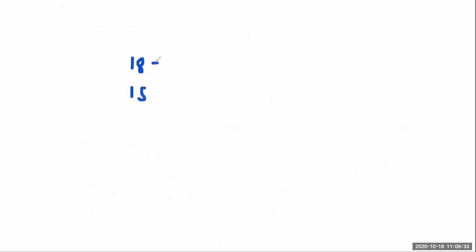Now the very first factor of 18 is 1. Is 18 in the table of 2? Yes, 2 9s are 18. Now in the table of 3? Yes, 3 6s are 18. In the table of 4? No. In the table of 5? No. 6? Yes, 6 3s are 18. Now we got the pair. 6 3s are 18, 3 6s are 18. So what we'll do? We will check for 2. 2 9s are 18.